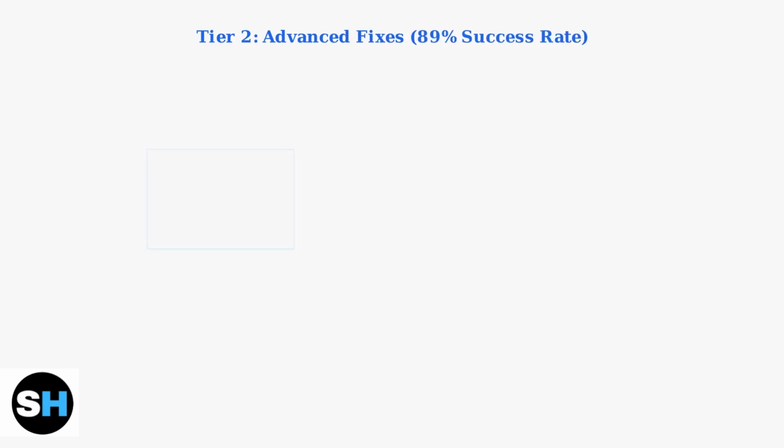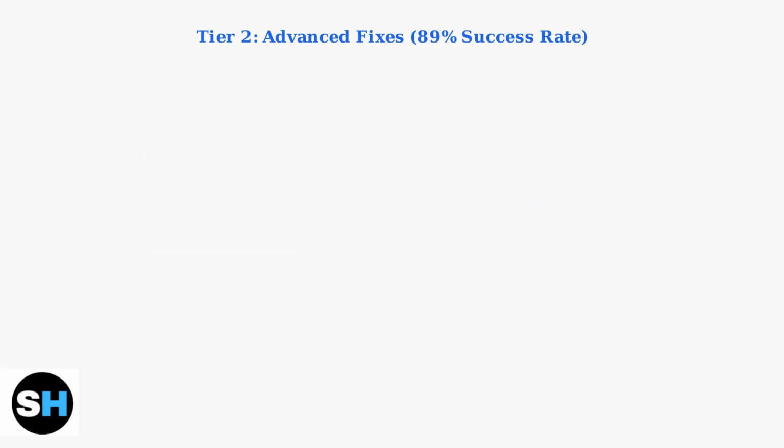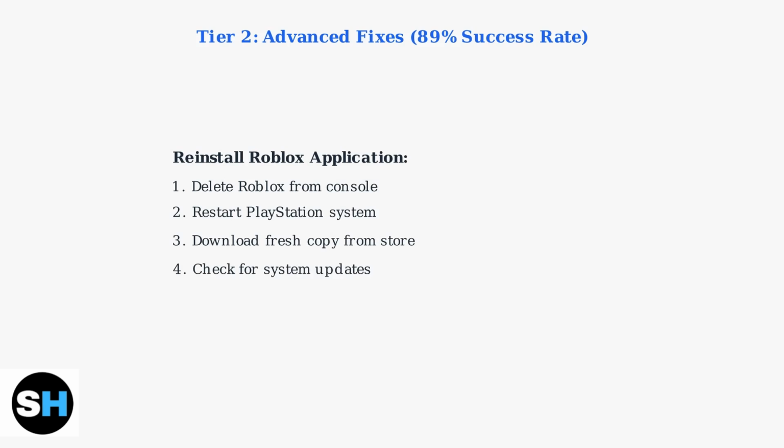If Tier 1 solutions don't work, move to Tier 2, which has an 89% success rate. First, check your storage space. PlayStation 4 needs at least 5 GB free, while PlayStation 5 needs 3 GB minimum. Next, completely reinstall the Roblox application. Delete it from your console, restart the system, then download a fresh copy. Also, ensure both your PlayStation system software and Roblox are fully updated.